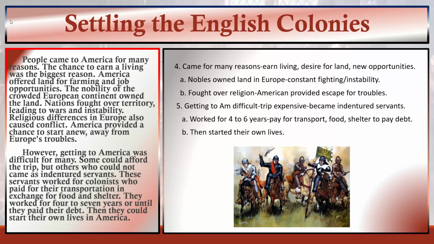Okay, so getting to am. Notice how I shortened America down to am. Difficult. Trip expensive. Became indentured servants. Worked for 4 to 6 years. Why did I say 4 to 6? Was that correct? Maybe it should have been 4 to 7. What was I thinking? Close enough. Okay, paid for transport, food, shelter to pay debt.